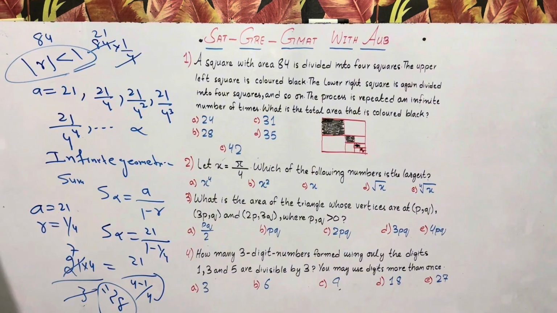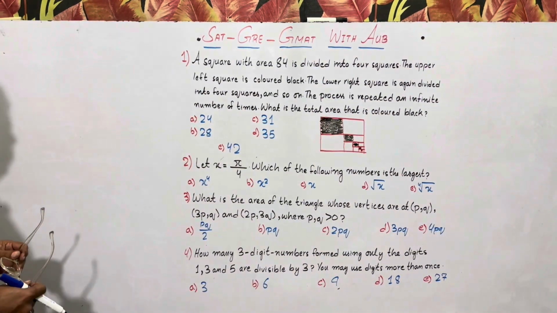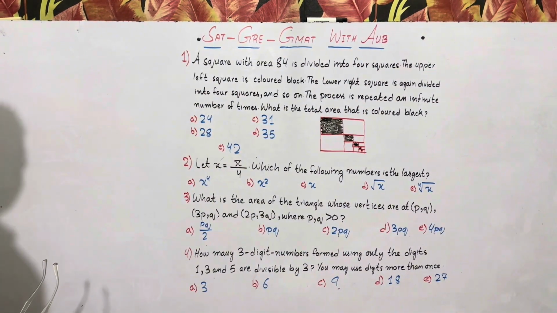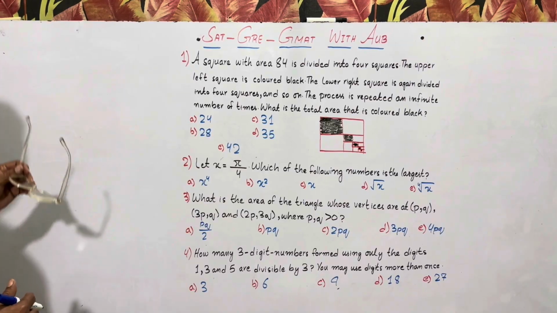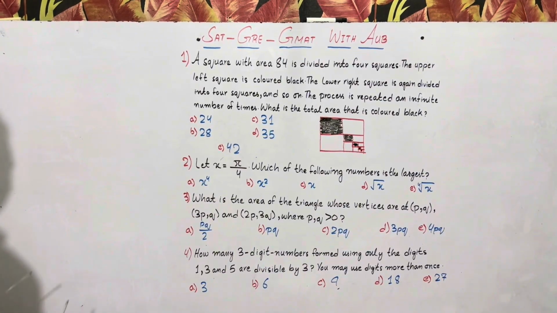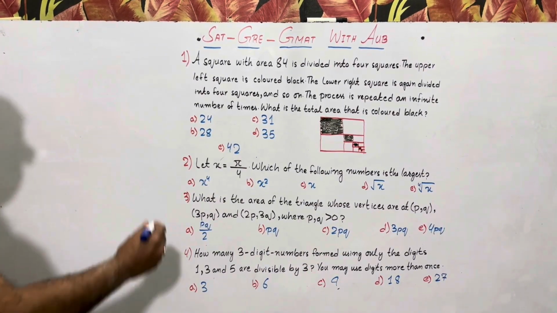Moving towards the next question, question number 2. Let x be equal to pi over 4, pi divided by 4. Which of the following numbers is the largest?